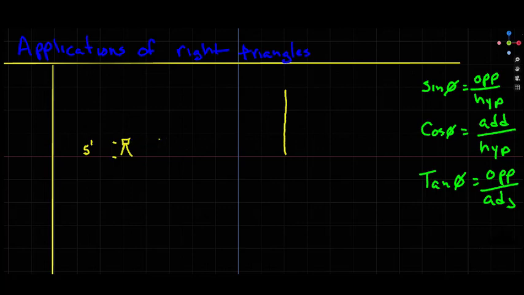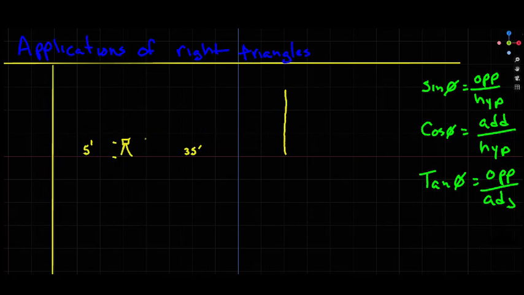And you take your surveying equipment and you're able to measure out to the flagpole. And you find that the distance is 35 feet. So from your center point here to the flagpole is 35 feet.